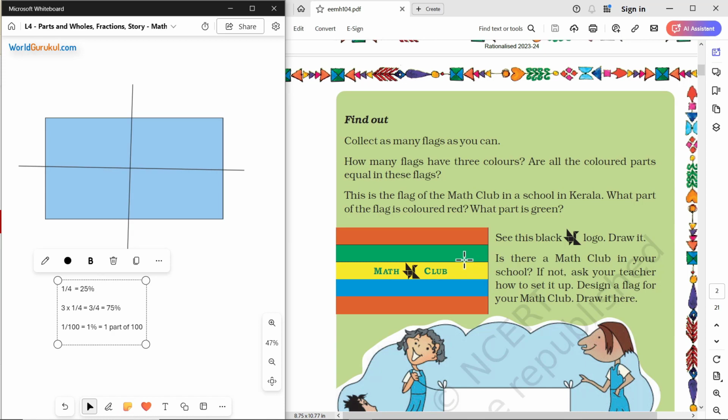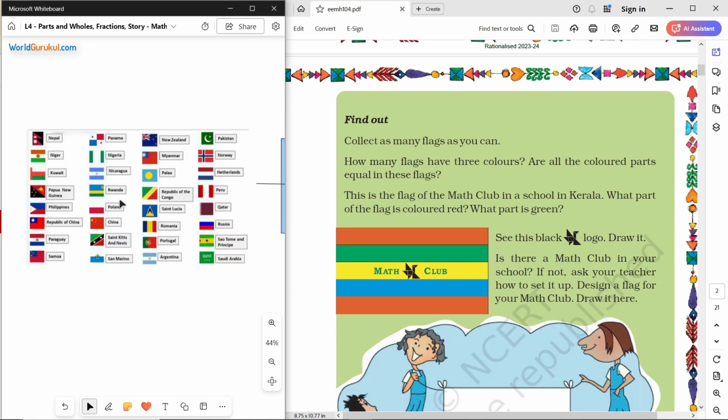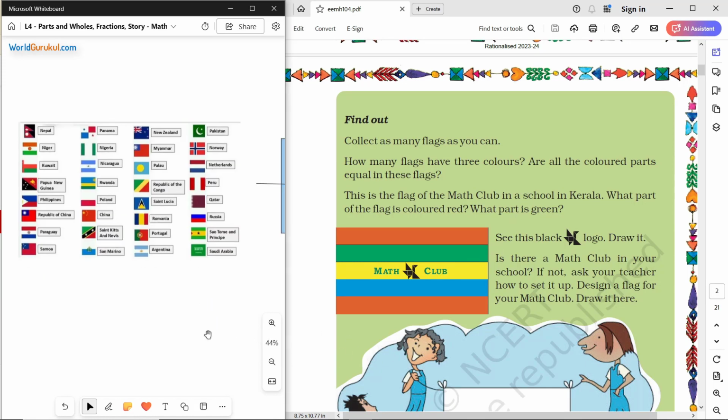There are oceans also. If you have a globe, on the left side you see some flags are available. So Nepal, Niger, and these are the countries. Try to identify and memorize the flags of each country. If you are lucky, you will be able to collect the flags of other countries as well through the embassies. Otherwise, you can draw on your own.